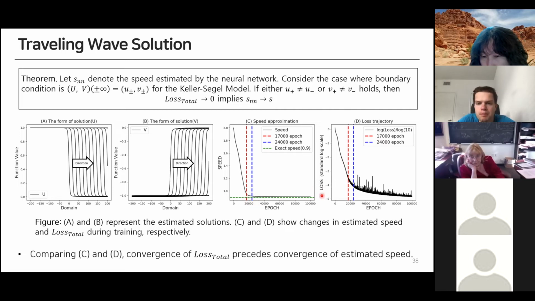But what you can notice between these two, within the same window size here, comparing C and D, is that the convergence of total loss precedes the convergence of the estimated speed, right? In other words, the estimated speed is approaching the correct answer before the total loss is sufficiently reduced, which is good because this is needed in the assumption of the theorem. Good.